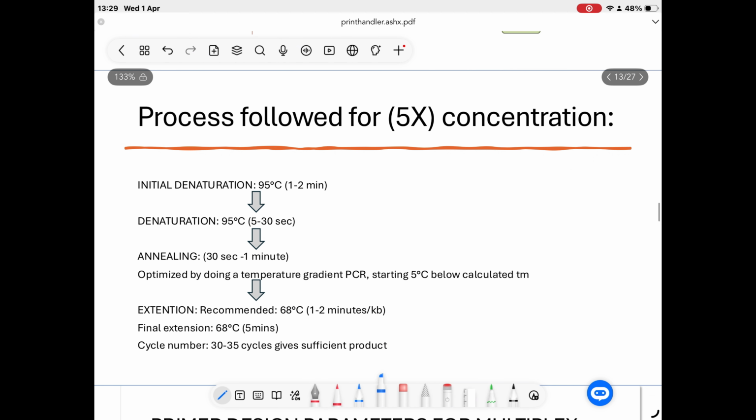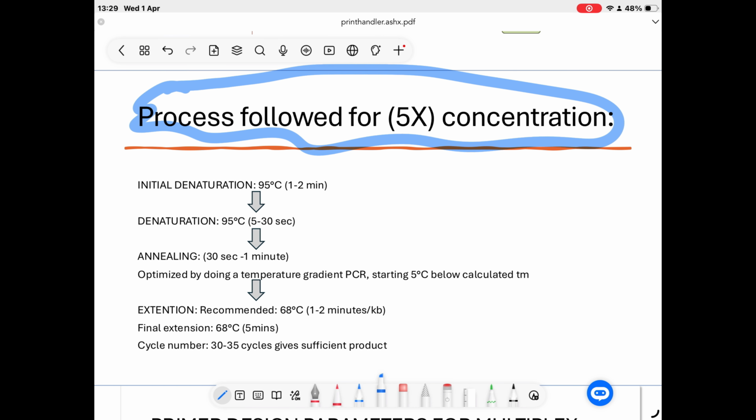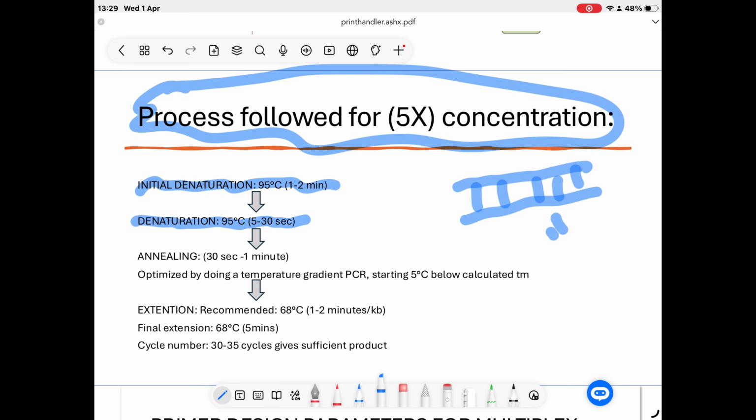Let's walk through this thermal life cycle. First, initial denaturation. 95 degrees Celsius for 1 to 2 minutes. Second, a shorter cycling denaturation. 95 degrees for 5 to 30 seconds. At 95 degrees, the thermal energy violently exceeds the hydrogen bond energy holding the double helix together. The DNA physically denatures into single strands. The initial 1 to 2 minutes is required to ensure that the massive, highly complex genomic template is completely unwound. The subsequent 5 to 30 second bursts are shorter because you are only denaturing the much smaller amplicons generated in the previous cycles.